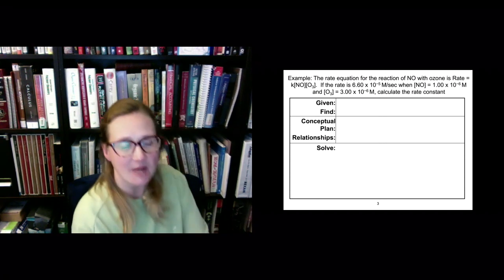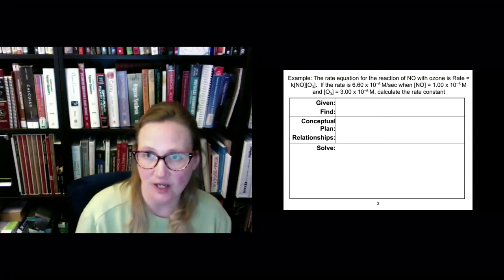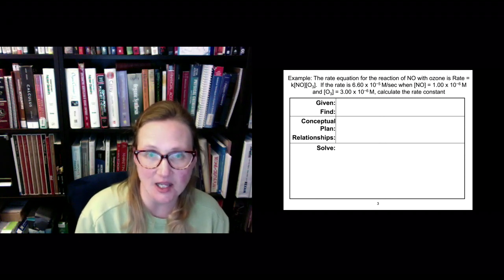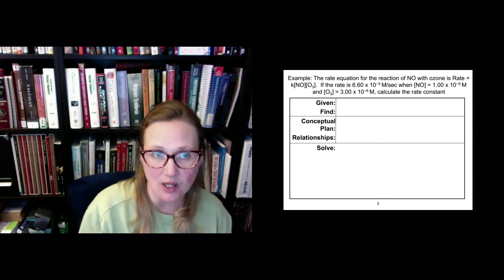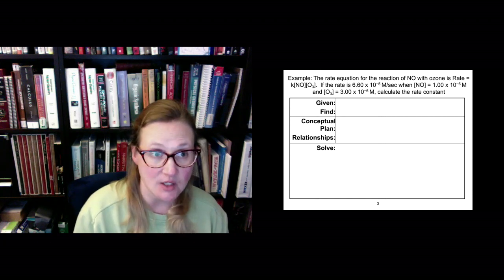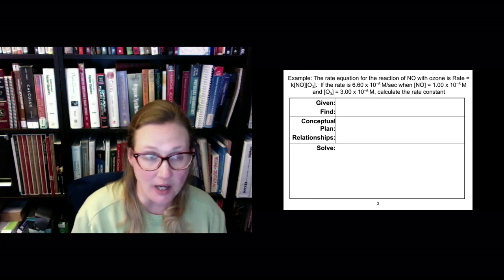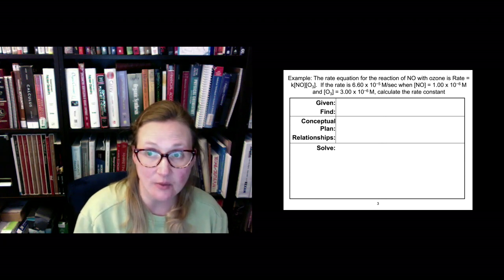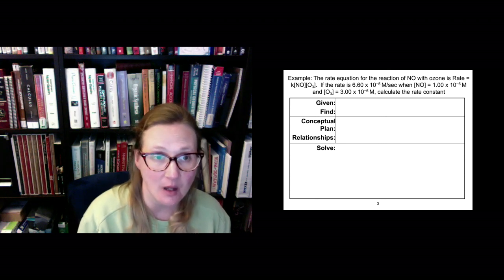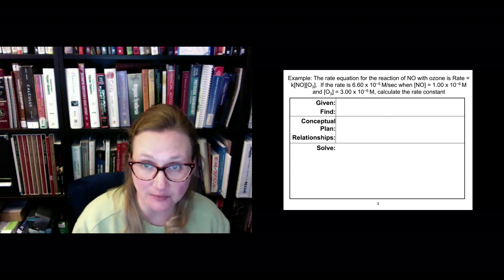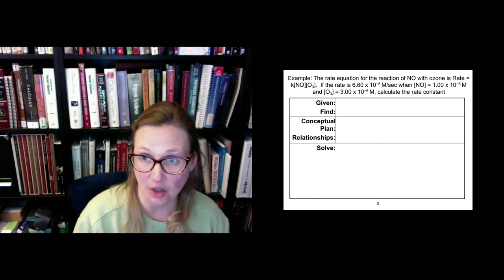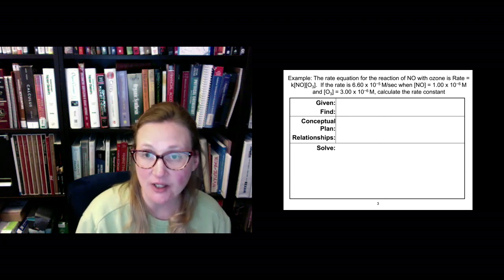In this example, the rate equation for the reaction of NO with ozone is as follows. Rate is equal to our rate constant times the concentration of NO times the concentration of ozone. Just looking at the rate law, the rate is first order with respect to NO, first order with respect to O3, and second order overall. If we know the rate of reaction is 6.6 times 10 to the minus 5 when the concentrations of NO and O3 are given, we're going to calculate the rate constant.